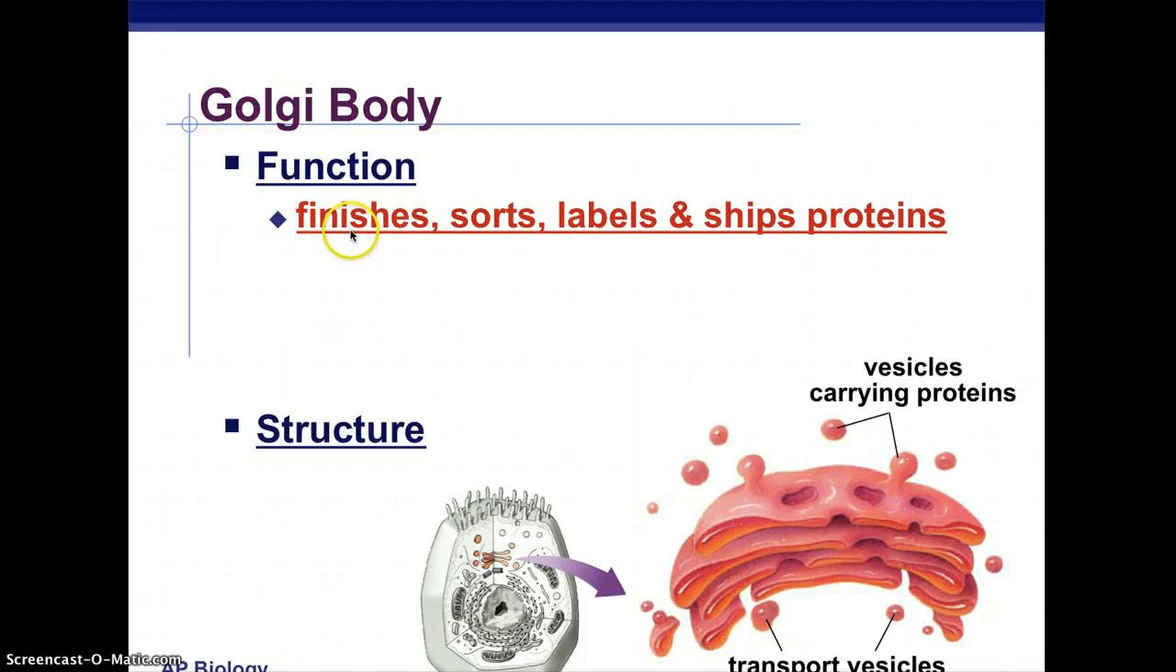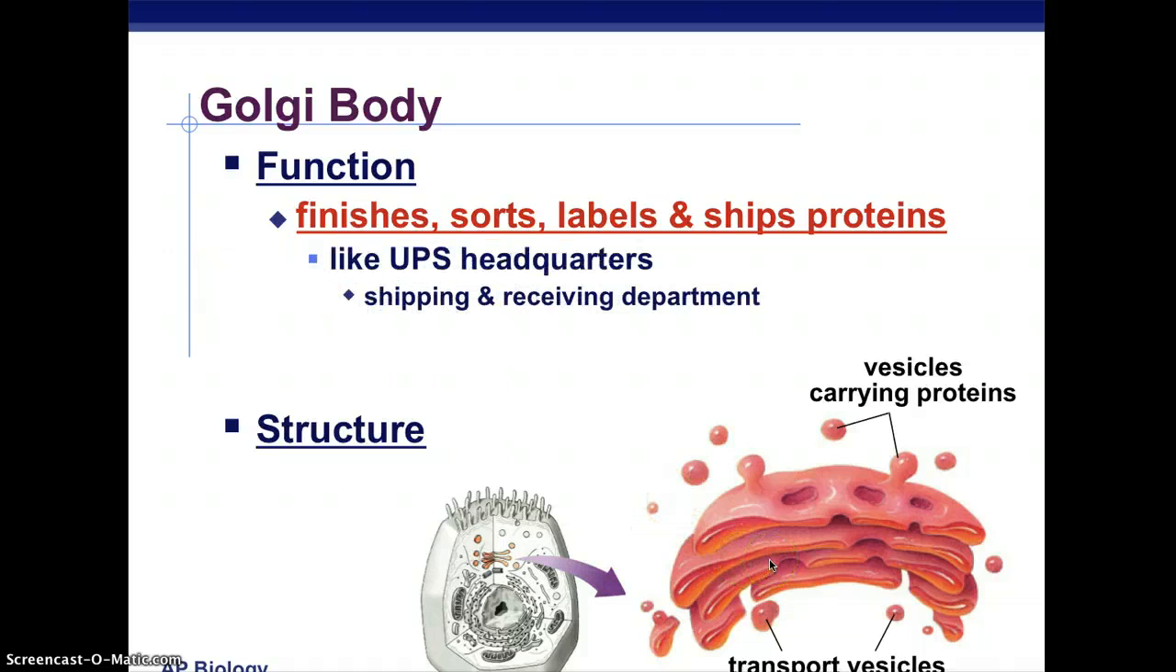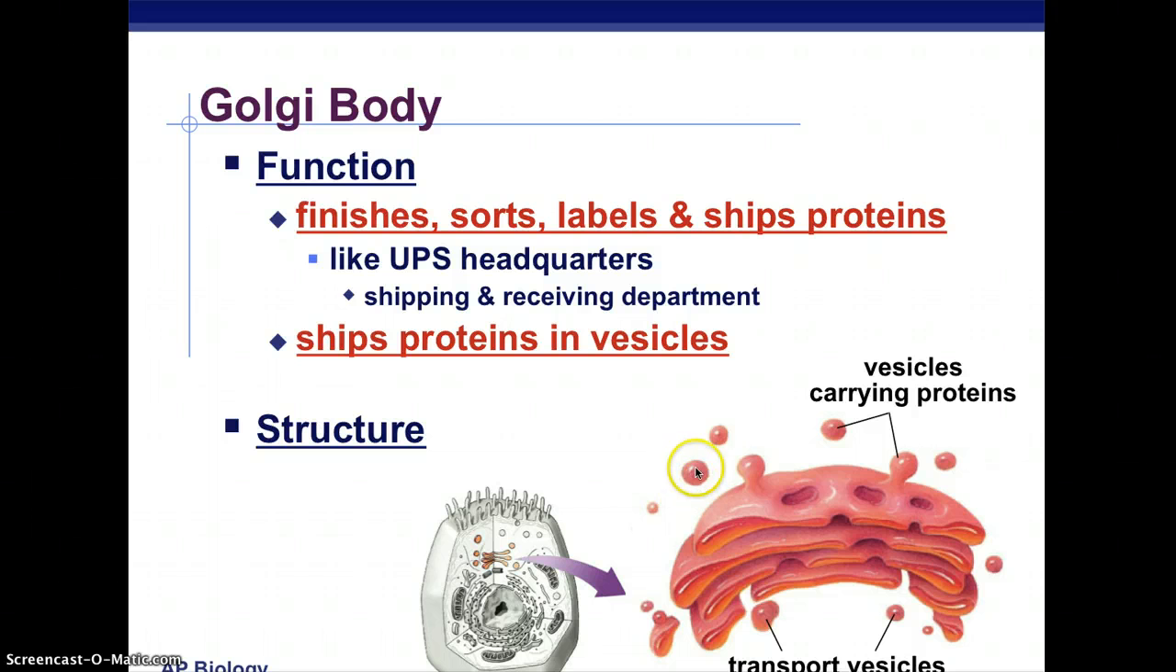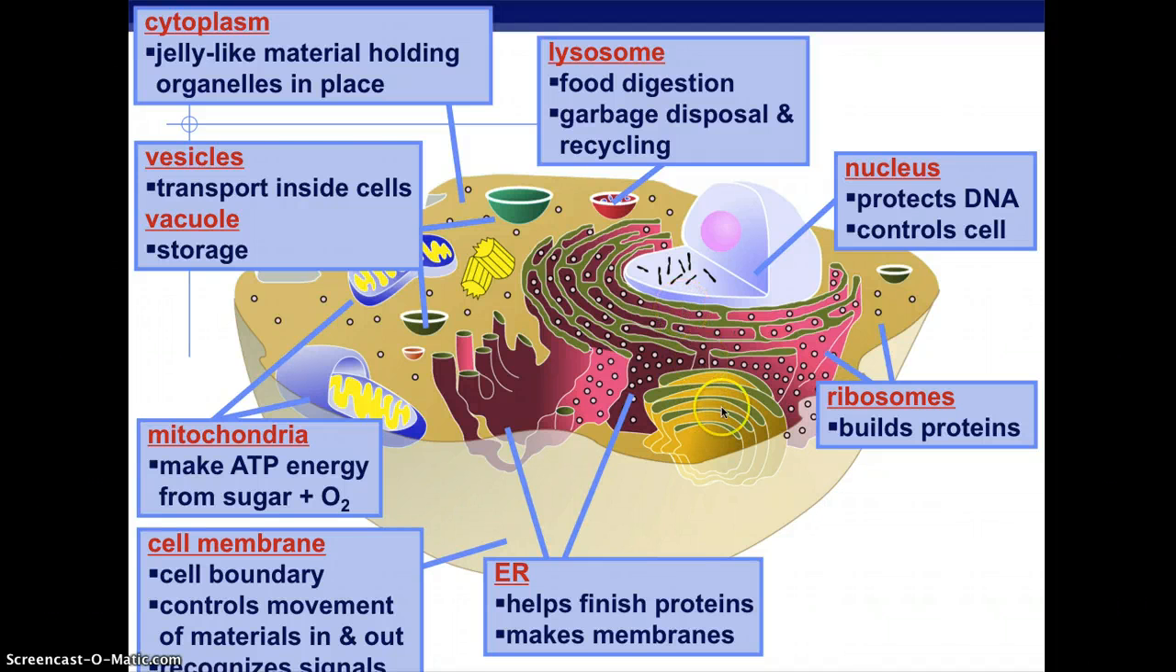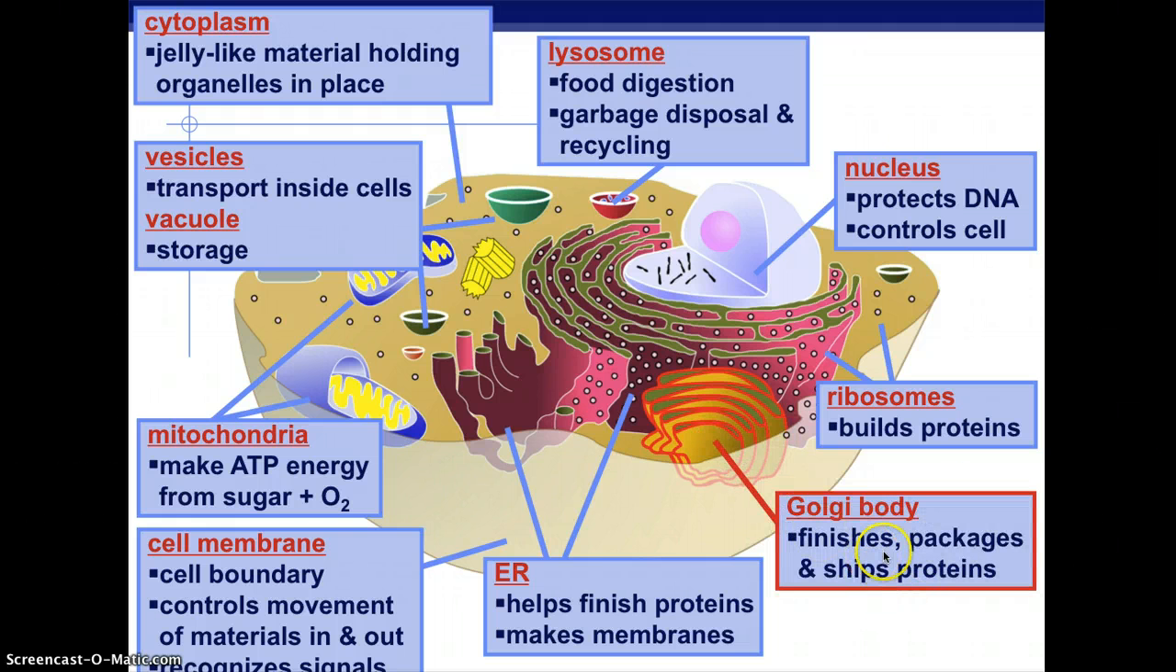Golgi. So Golgi body finishes, sorts, labels, and ships the proteins. This is what's going to tell our protein to go to its final destination. Think of it kind of like the Postal Service or the UPS headquarters of the cell. It's going to package our proteins up and tell the proteins where they're going to go. It ships the proteins in little vesicles, so each of these little circles are vesicles made of membrane that have pinched off the Golgi. So the structure, a bunch of folded membrane sacs filled with enzymes. So right here, this little guy here in yellow that's now highlighted in red, that is our Golgi, which finishes, packages, and ships our proteins to be exported from the cell.